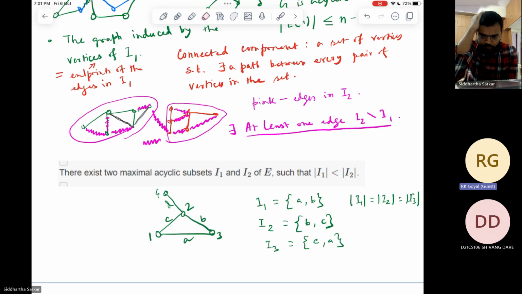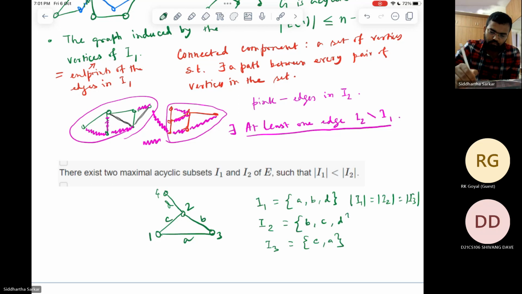So I have one acyclic subset as ABD, and the other one is only C and B. But if I do not include D here, then it will not be maximal, because even after you include D, acyclicity is maintained. So what is the meaning of maximal here then? Maximal means that it is not possible to add even one edge without losing acyclicity.